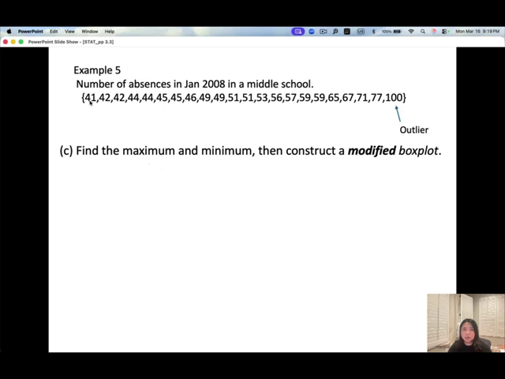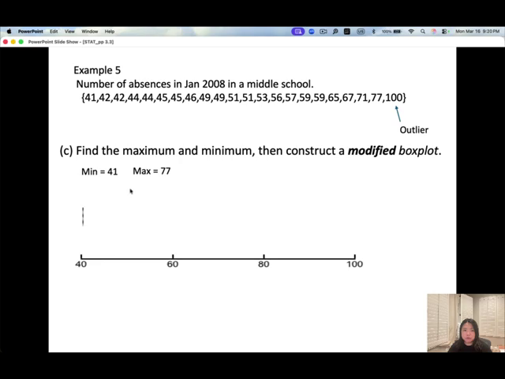Okay, the minimum doesn't change, we still have 41 here. But the maximum now becomes 77, because 100 will be the outlier. Okay, now construct a modified box plot. So I'm going to put the scale. The smallest number will be 41, so that's why I start at 40. And then including the outlier, that will be 100 here. So I will have 40, 60, 80, and 100.